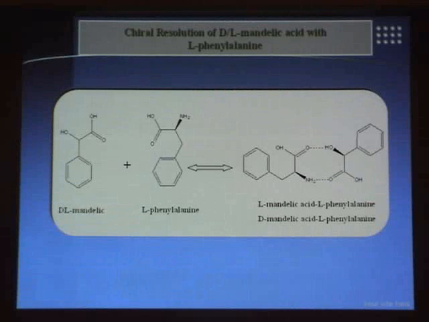Here is the mechanism of chiral resolution of mandelic acid with L-phenylalanine. L-phenylalanine has a carboxyl group and an amino group, but mandelic acid has a carboxyl group and an OH group. So in solution, in the solid phase, it forms a diastereomer by forming some hydrogen bonds like this.